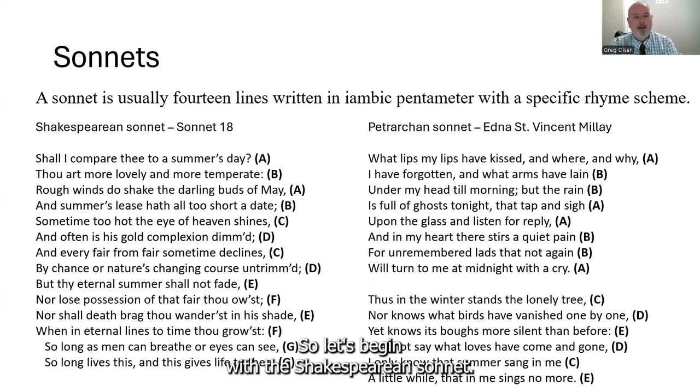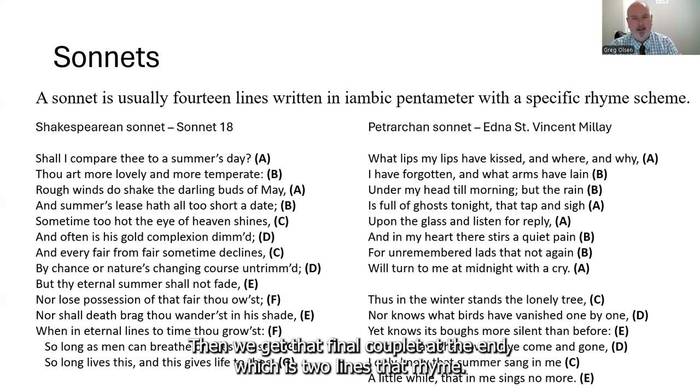So let's begin with the Shakespearean sonnet. You can see that this is 14 lines, and we have this rhyme scheme of A, B, A, B, C, D, C, D, E, F, E, F, G, G. So what we're seeing is the first and third rhyme, day and May, the second and fourth, temperate, date. You'll notice that day and May is that natural rhyme, where temperate and date is that slant rhyme. So this pattern continues throughout.